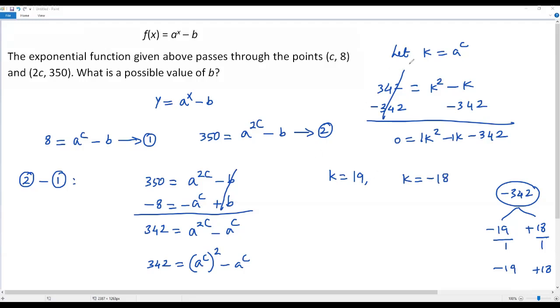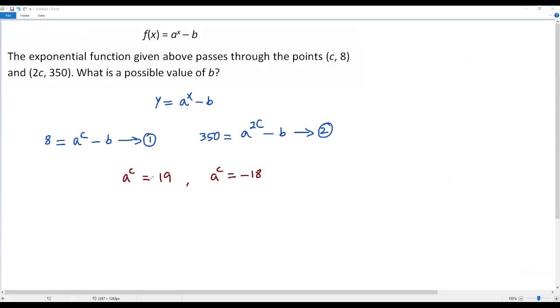Actually, k is a variable taken by us. Now it has to be replaced by the original expression, that is a to the c power. Then we get a to the power of c equals 19. And when I plug in a to the c power for k here, I'm getting a to the power of c equals negative 18. Okay, now I got two values for a to the power of c, that is 19 and negative 18. So now we can plug in these two values for a to the power of c either into the first equation or into the second equation to solve for b. Okay, now let me erase this and continue the problem.